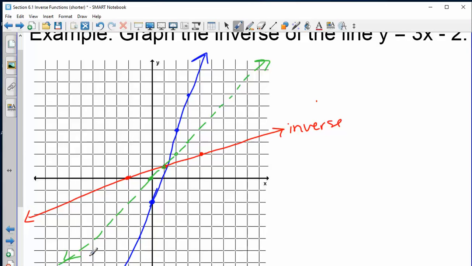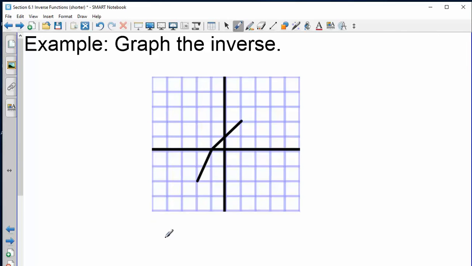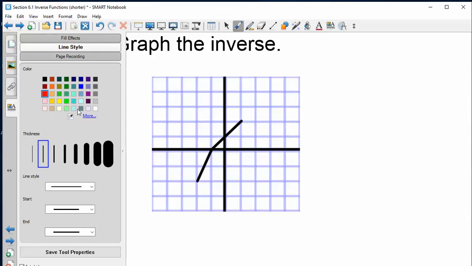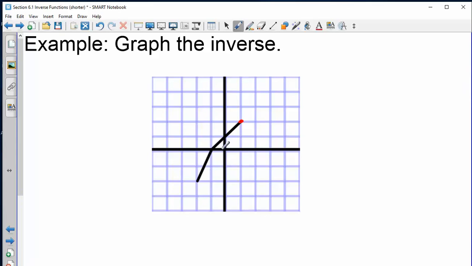Other questions? Another one? On this one I gave you the graph to start with and just asked you for the inverse, so all we need to do is find some points on it. We have a point 1, 2, so that would go to 2, 1. We have 0, 1, so that would become 1, 0. Negative 1, 0, would be 0, negative 1.